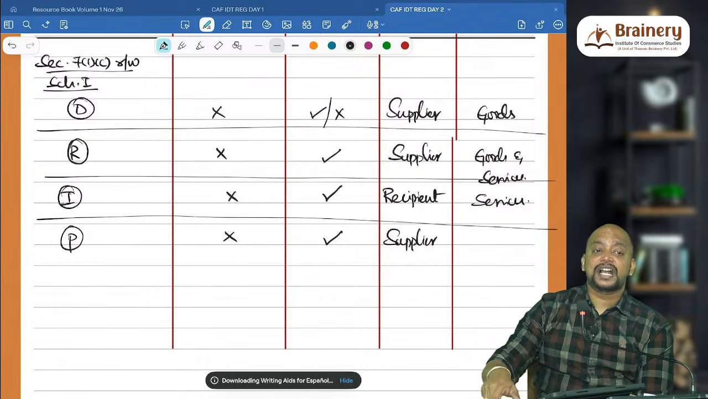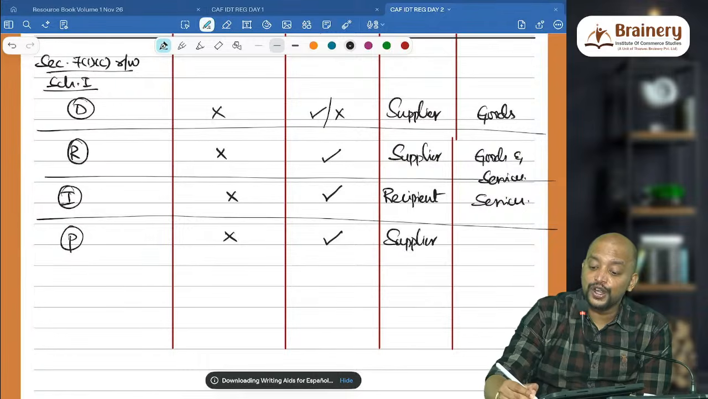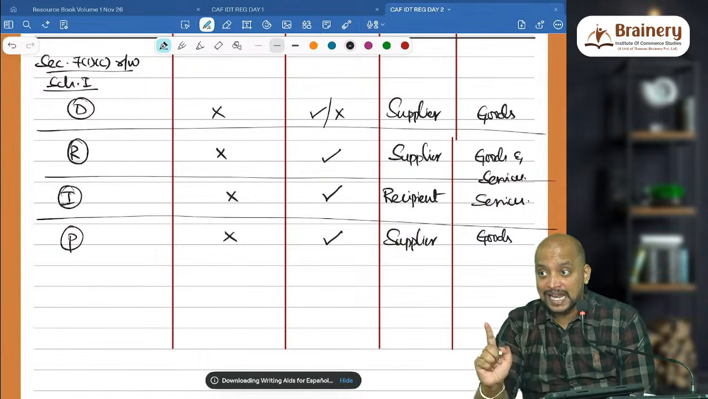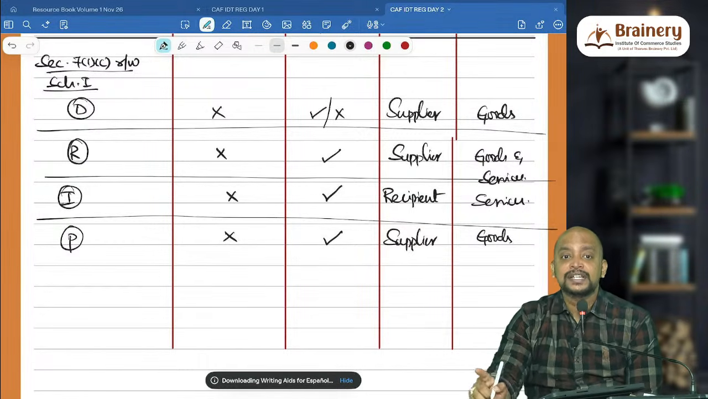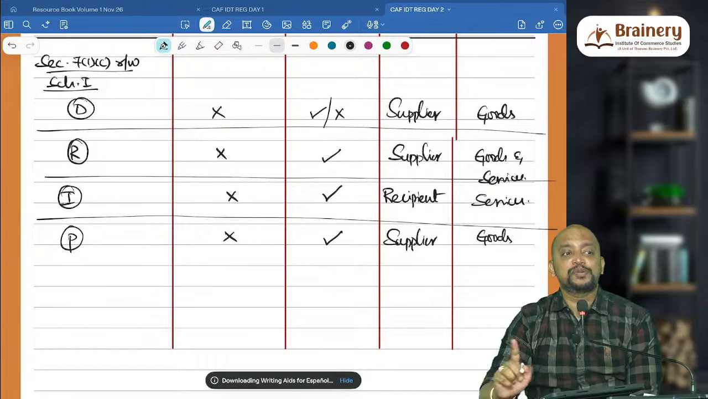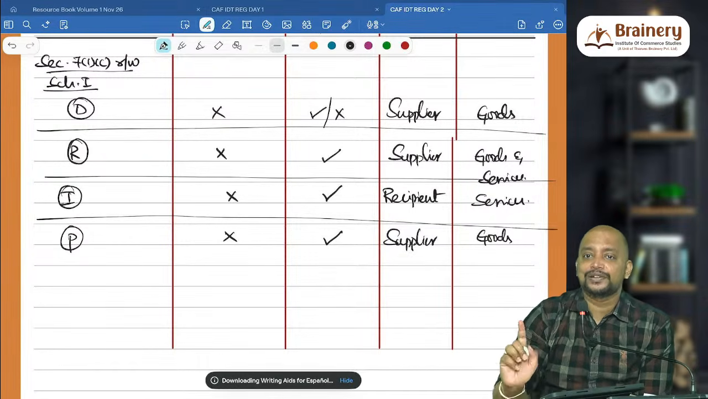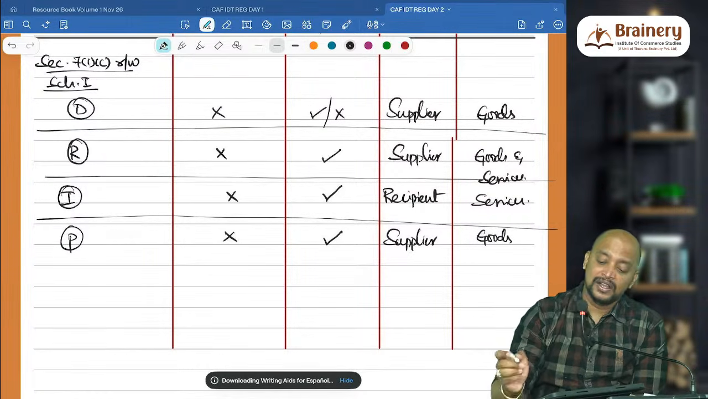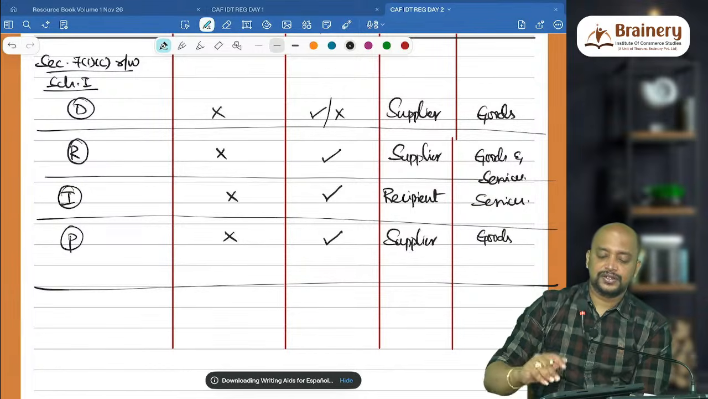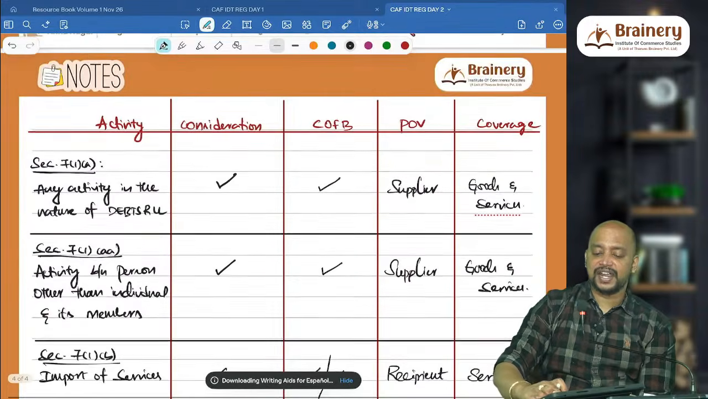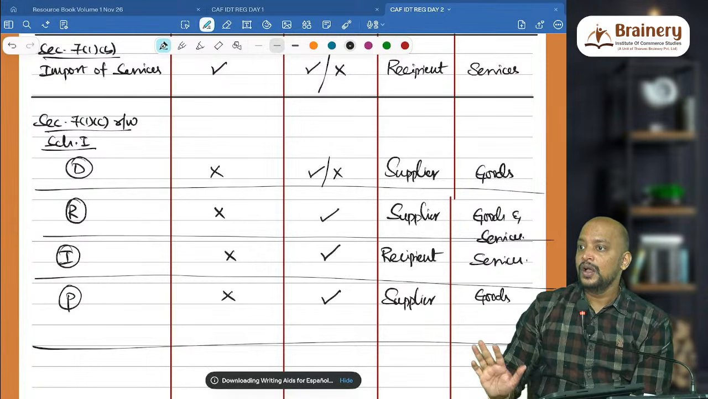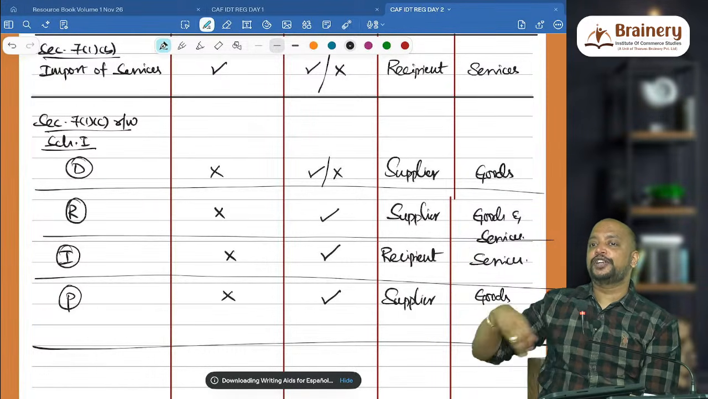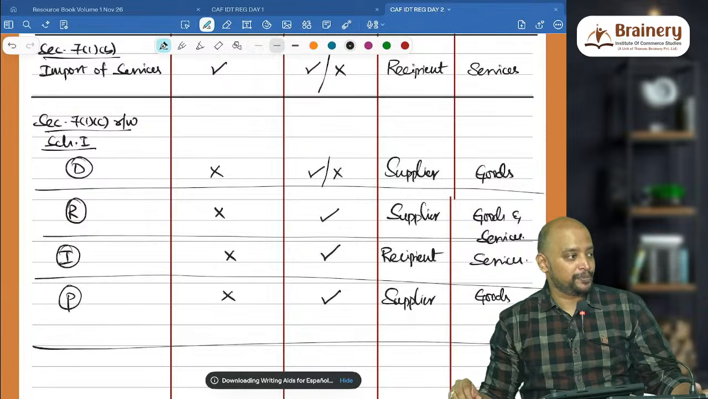And next, what is the coverage? Only goods. Very, very important. Only goods. Please check the Bare Act. Third point, only goods. Supply of goods by agent to principal or supply of goods by principal to agent, like that it is given. Is it clear? Only goods. So this is the discussion that we have made today. This is a summary of our discussion. Okay. Only import of service is from recipient point of view, rest and all is from supplier point of view.